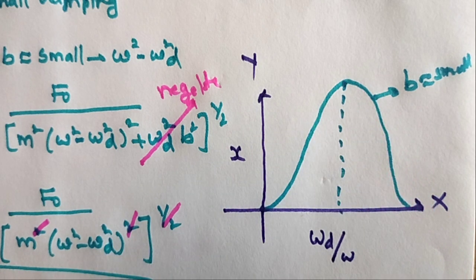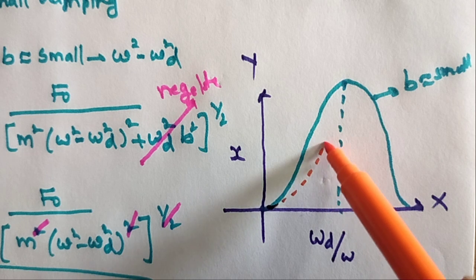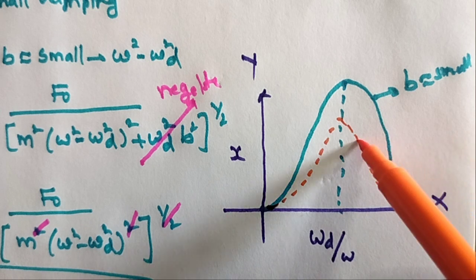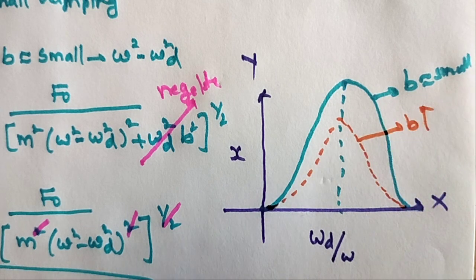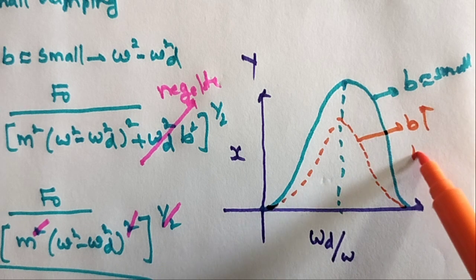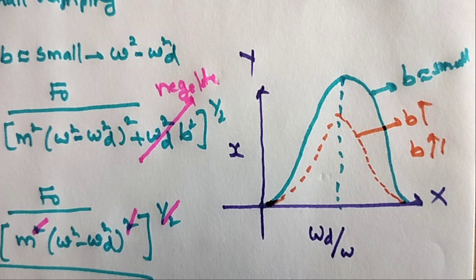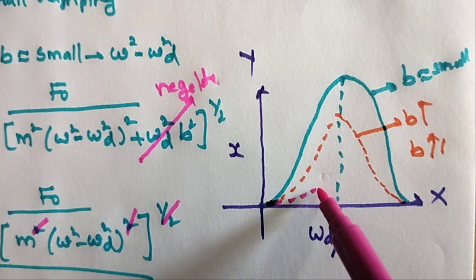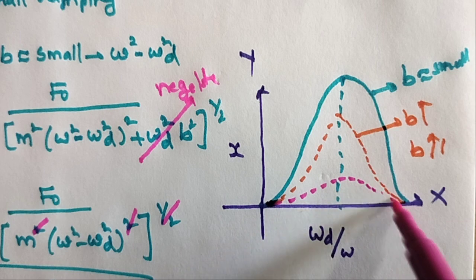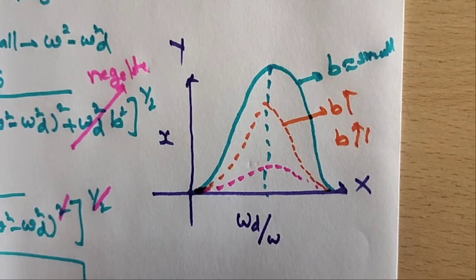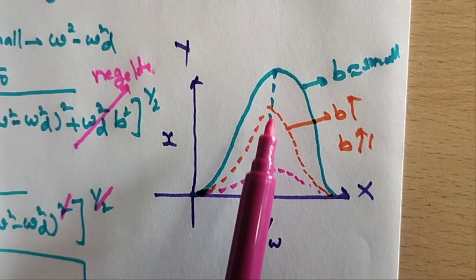Now the damping will be increased. So this is the curve where the damping b is increased by a small amount, and now the damping has a larger value. This is a graph. So as the damping increases, the amplitude will decrease.